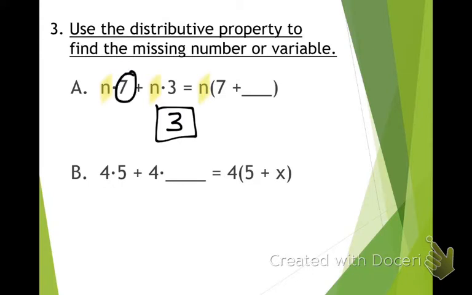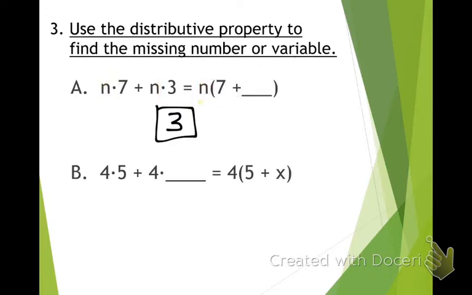Next up, we multiplied by 7. We added. The final thing left is to put your 3, and you want these to be equivalent, so that's why you put a 3 there, okay? If you did not get that, that's okay. Erase it and fix it.